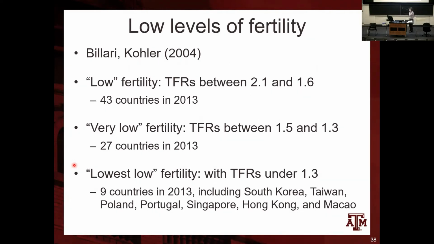Within this group of countries that have really low levels of fertility, Pilar and Kohler kind of subdivide them into these other subgroups here. Countries that have low fertility are the ones with total fertility rates between 2.1 and 1.6. There were around 43 countries back in 2013. Very low fertility countries are those with total fertility rates between 1.5 and 1.3. And the lowest low fertility countries are those with total fertility rates under 1.3 children per woman. 9 countries in 2013. You see South Korea is there. Taiwan, Poland, Portugal, Singapore, Hong Kong, and Macau.